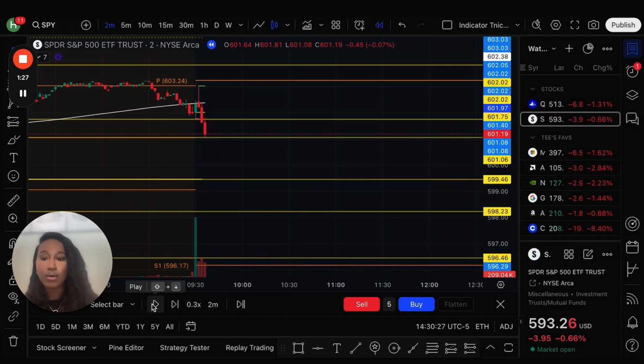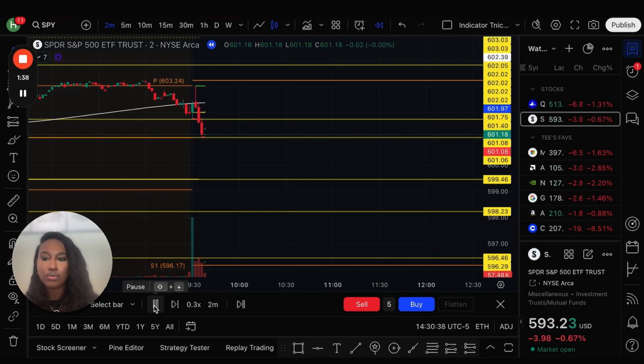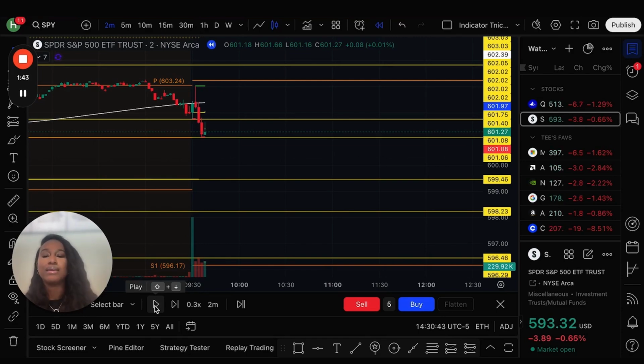So I would say, okay, this is a part of my strategy, right? I'm looking for a trend and I see a trend. So now I'm looking for my pullback, right? So let me play that back for you. Remember, we're still in the 2-minute. All right, there is a pullback here. So my interest would be piqued.